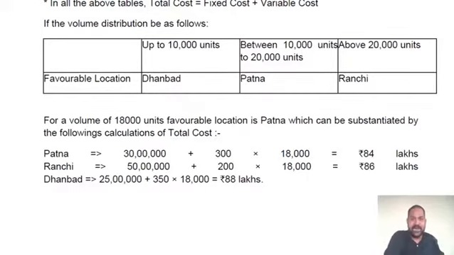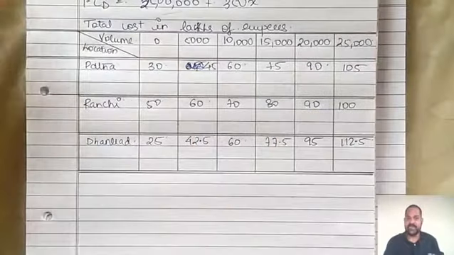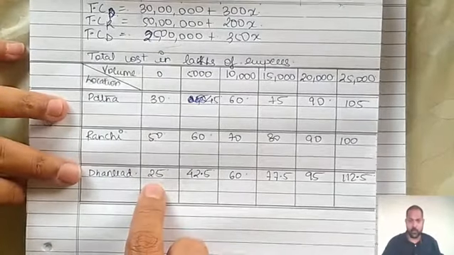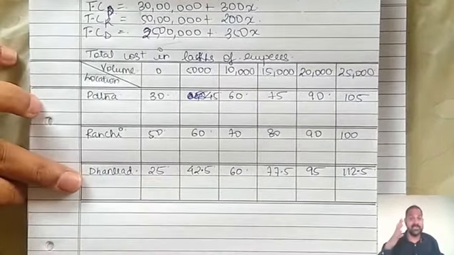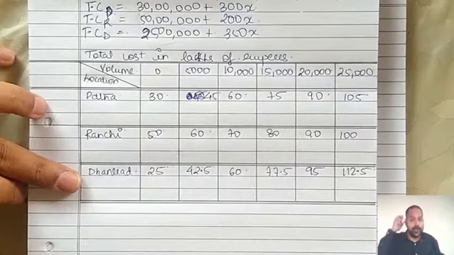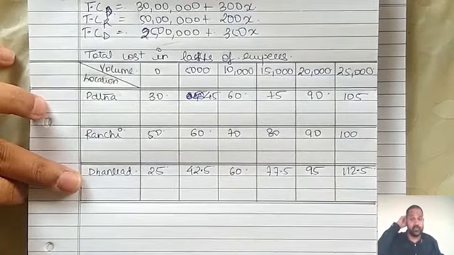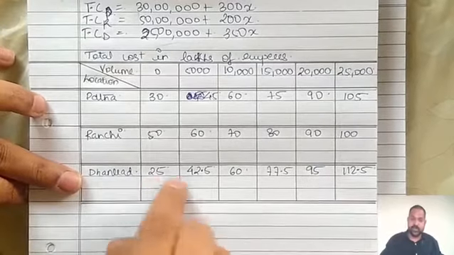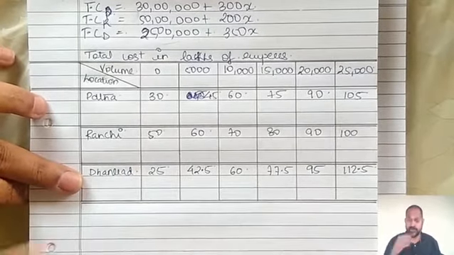The only analysis that I can do right now, I will show you. This is the analysis that I can do. See, if you are not producing anything, then Dhanbad is a good option. So if your product is a seasonal product, there are going to be parts in the year where you will have to shut down and there is not going to be any production. Then you choose Dhanbad because Dhanbad has the lowest fixed cost.